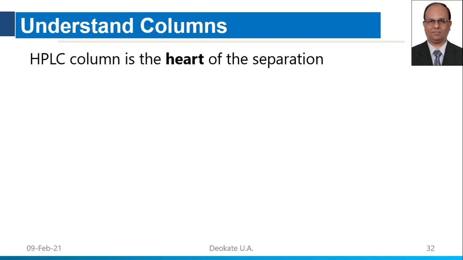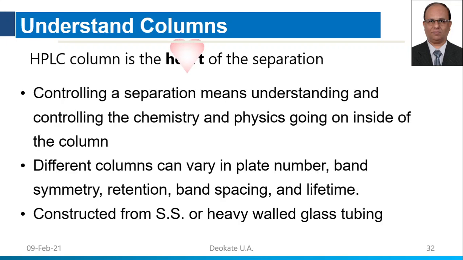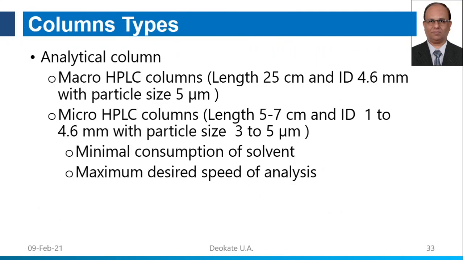So HPLC column is the heart of separations. Controlling a separation means understanding and controlling the chemistry and physics going on inside of the column. Different columns can vary in plate number, band symmetry, retention, band spacing, and lifetime. Generally, the columns are constructed from stainless steel or heavy wall glass tubing. There are various types of column used in HPLC.